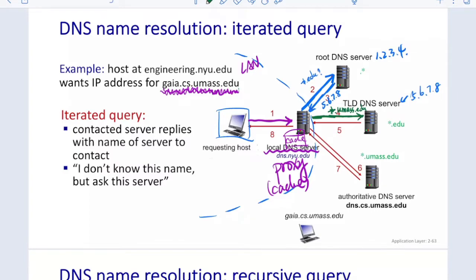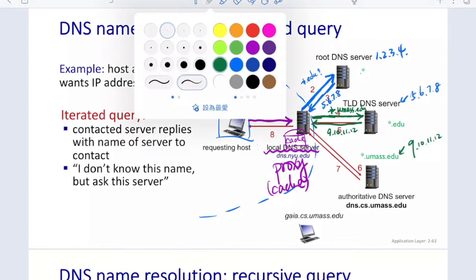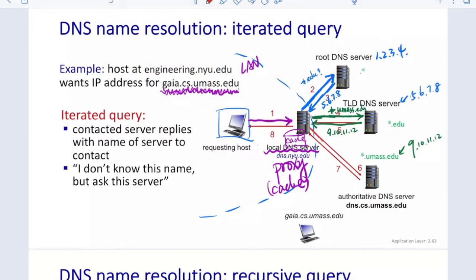And this 5.6.7.8 will respond with its answer. It may say, okay, 9.10.11.12 is responsible for umass.edu. So this specific machine, 9.10.11.12, is responsible for umass.edu. Okay, and then again, as you can see, your local cache DNS proxy will send a query: who is responsible for gaia.cs.umass.edu?